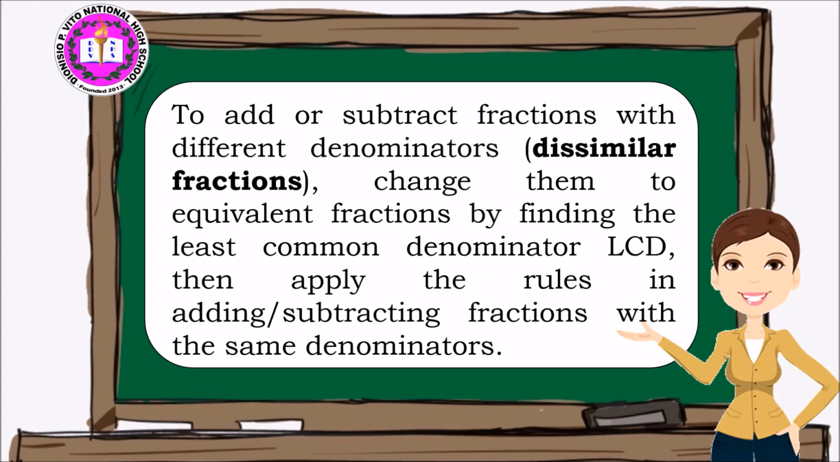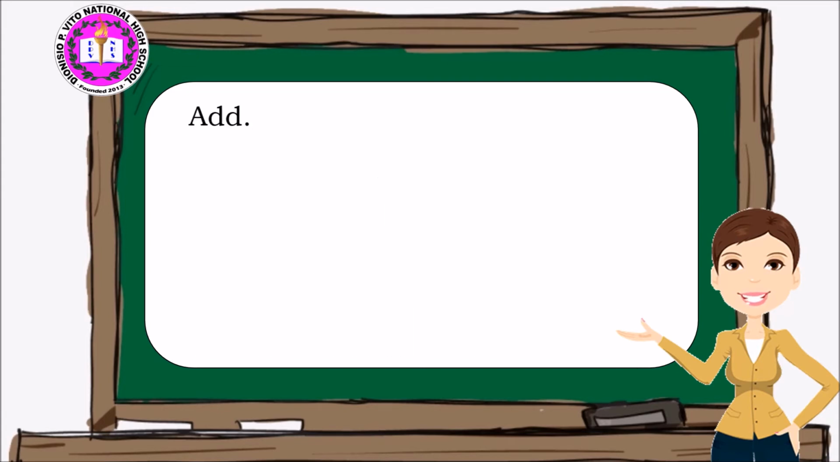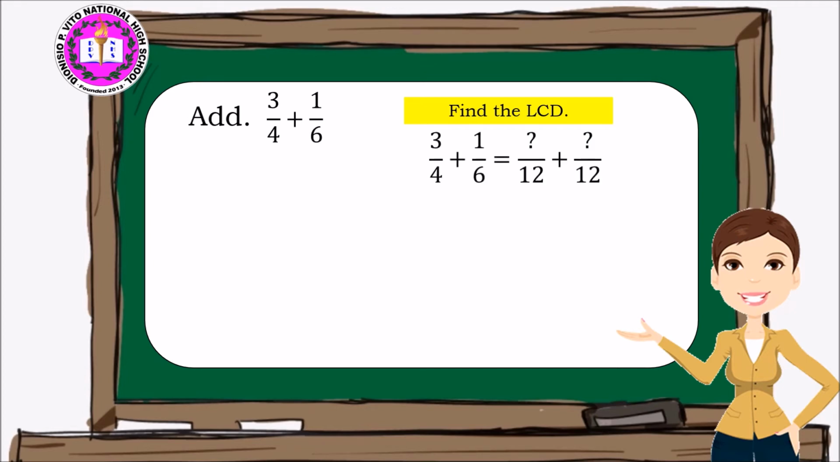To add or subtract fractions with different denominators, or dissimilar fractions, change them to equivalent fractions by finding the least common denominator, or LCD, then apply the rules in adding or subtracting fractions with the same denominators. For example, we're going to add 3 over 4 plus 1 over 6. First, we need to find the LCD. Our least common denominator is 12.